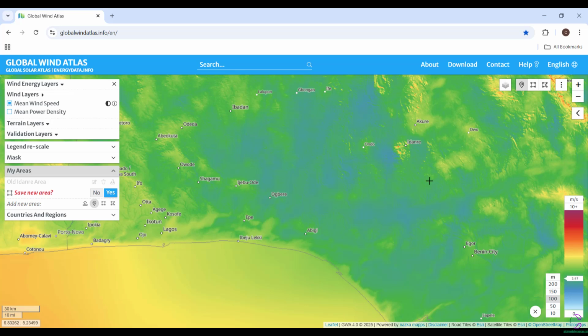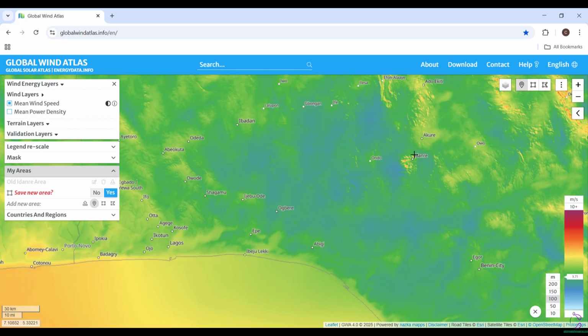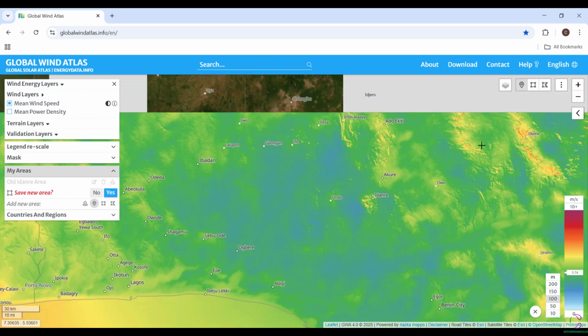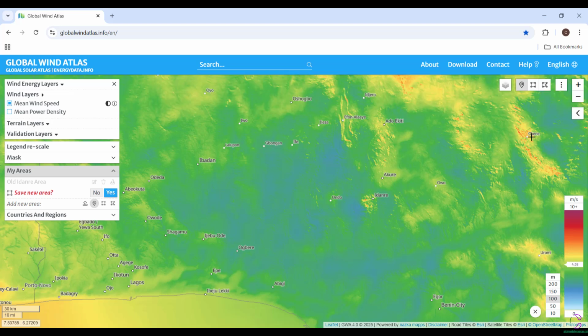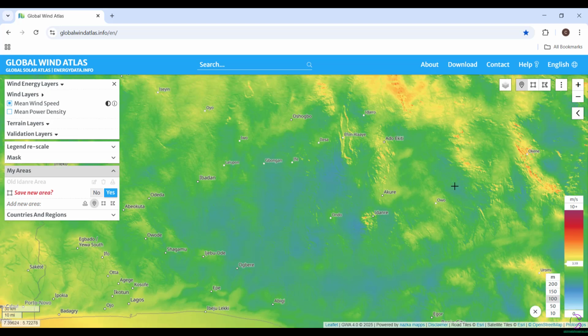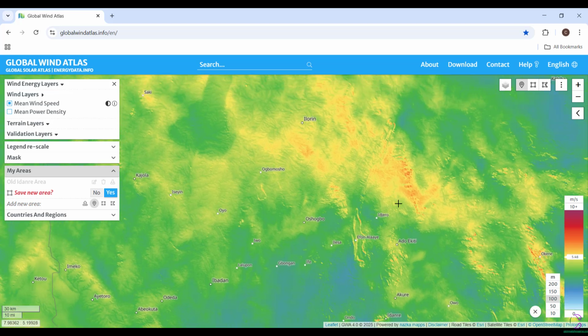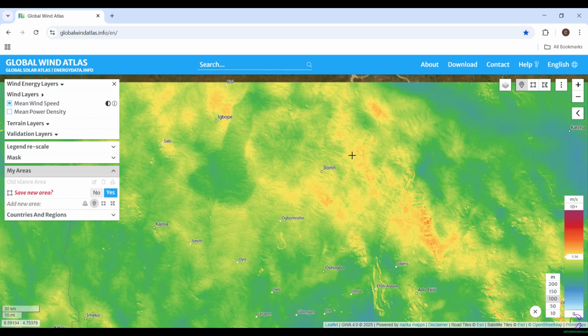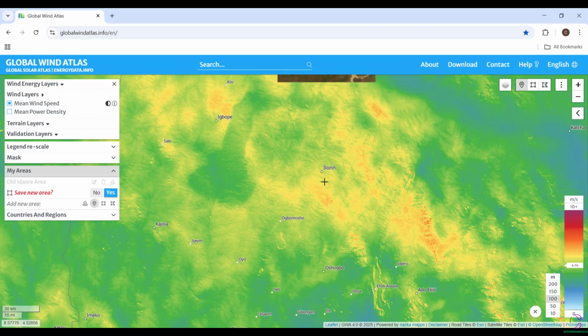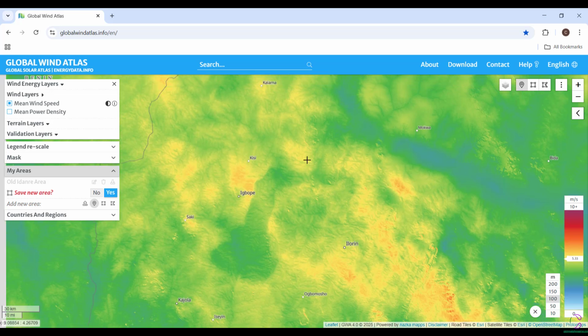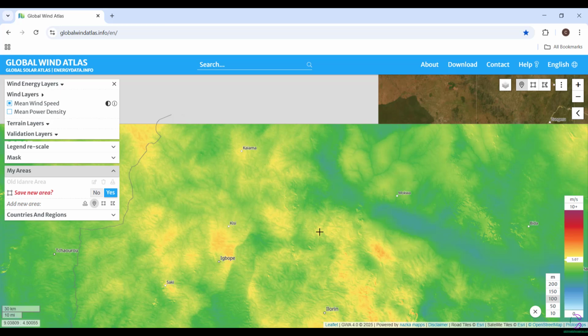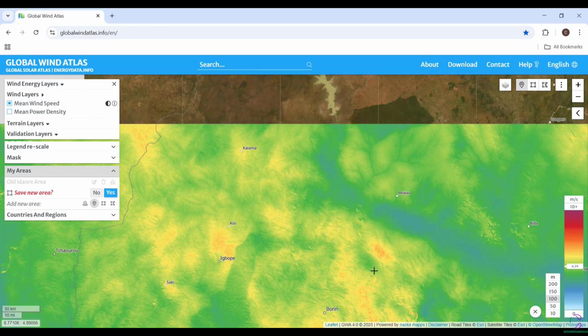So you can see this location in Idare having sufficient wind speed. Probably these are highland locations. Okene has good wind speed as well, the town of Okene. Kwara State has good wind speed. So this location has good wind speed.